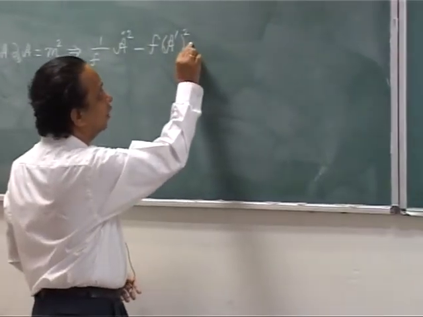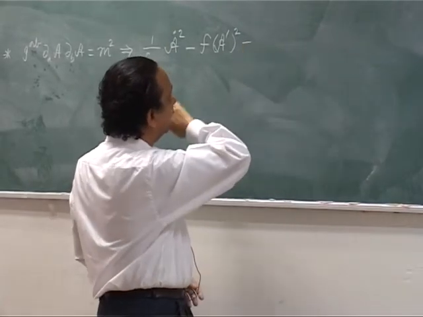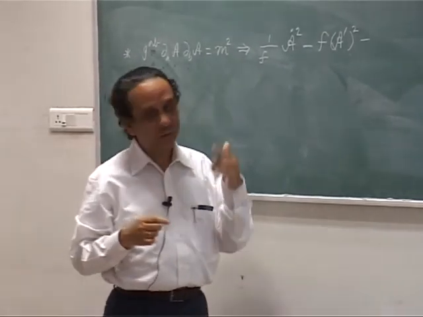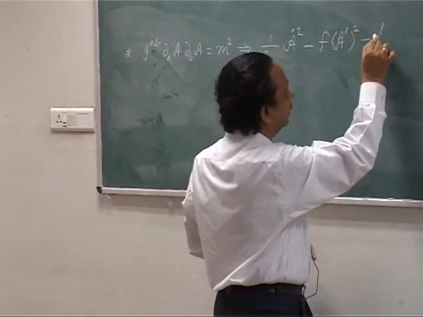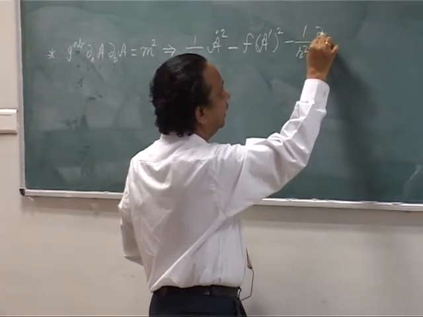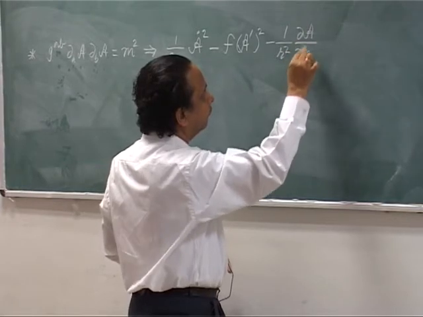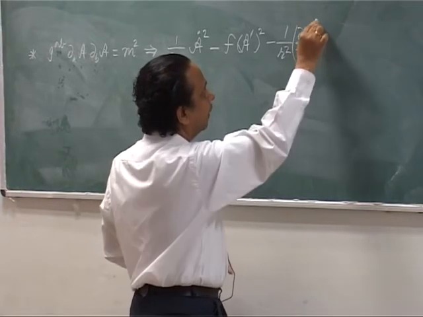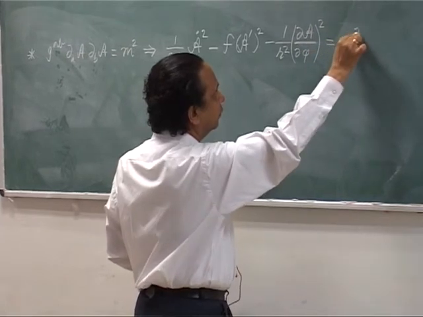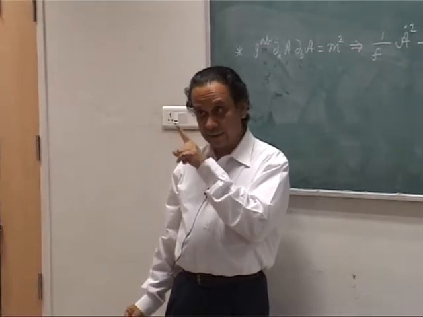and the phi term will go as 1 upon r square, because it is 1 upon r square sin square theta. So, let us be sure r square is what comes in the metric. So, here it will be 1 by r square, (dA by d phi) whole square equal to m square. Yeah, that is 1, because theta is equal to pi by 2.